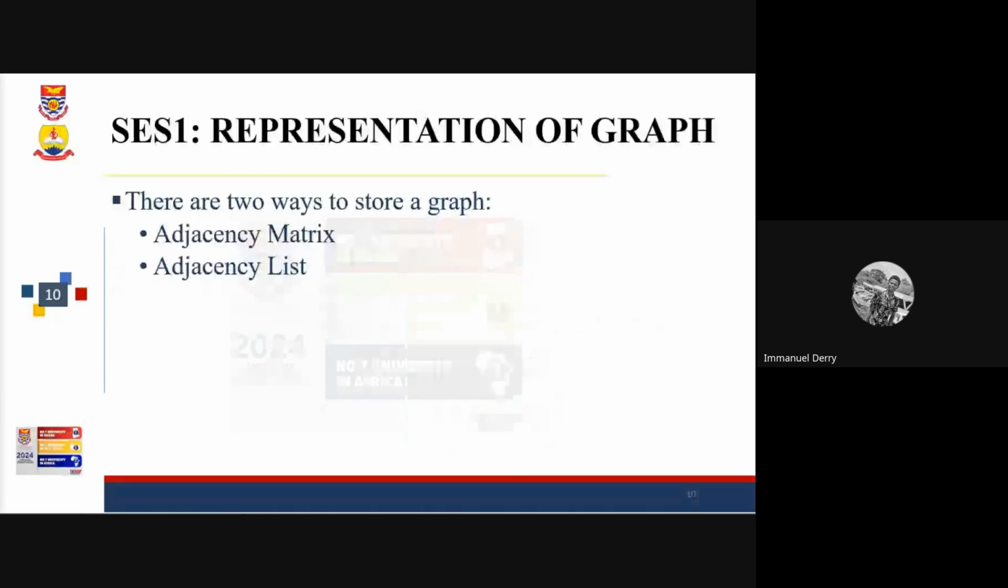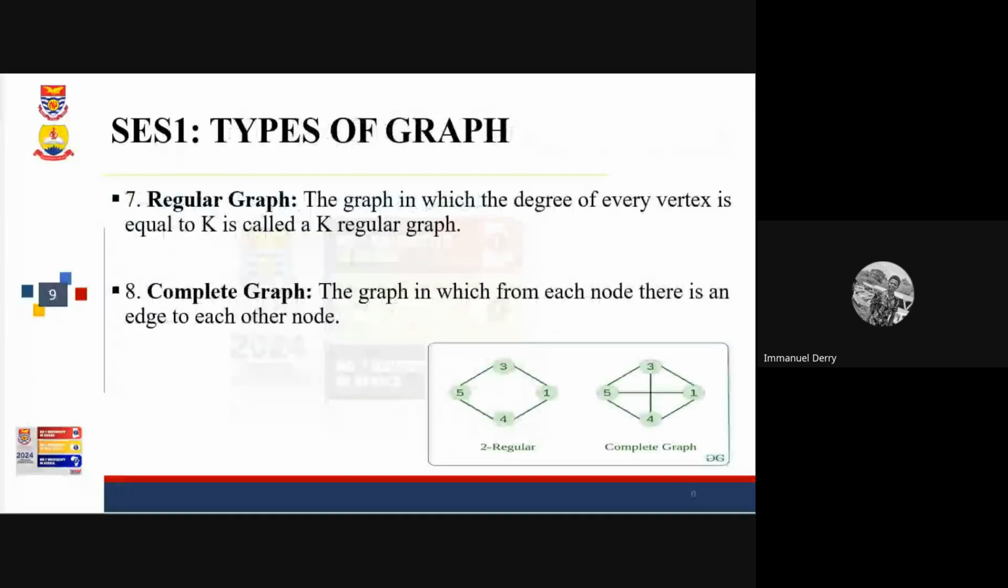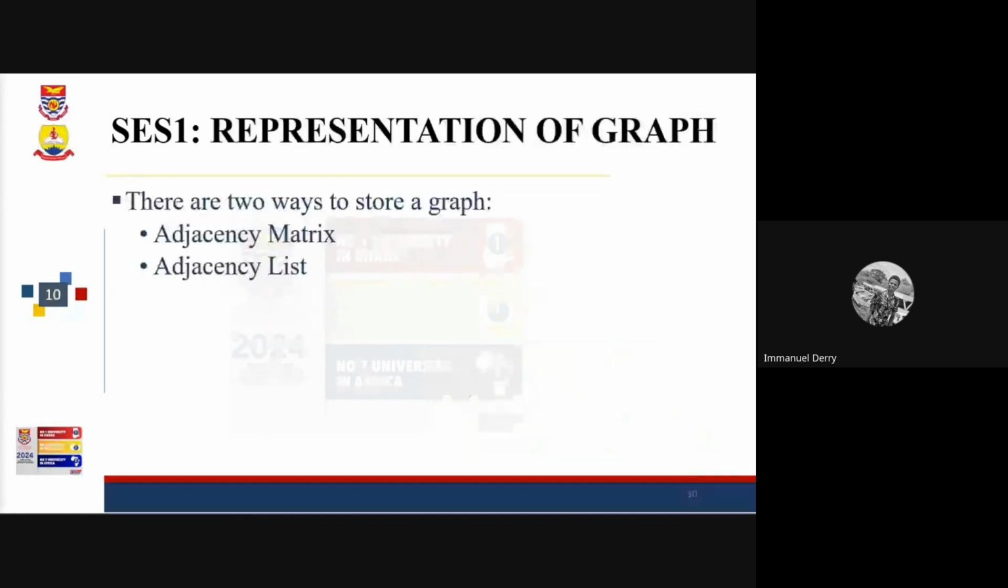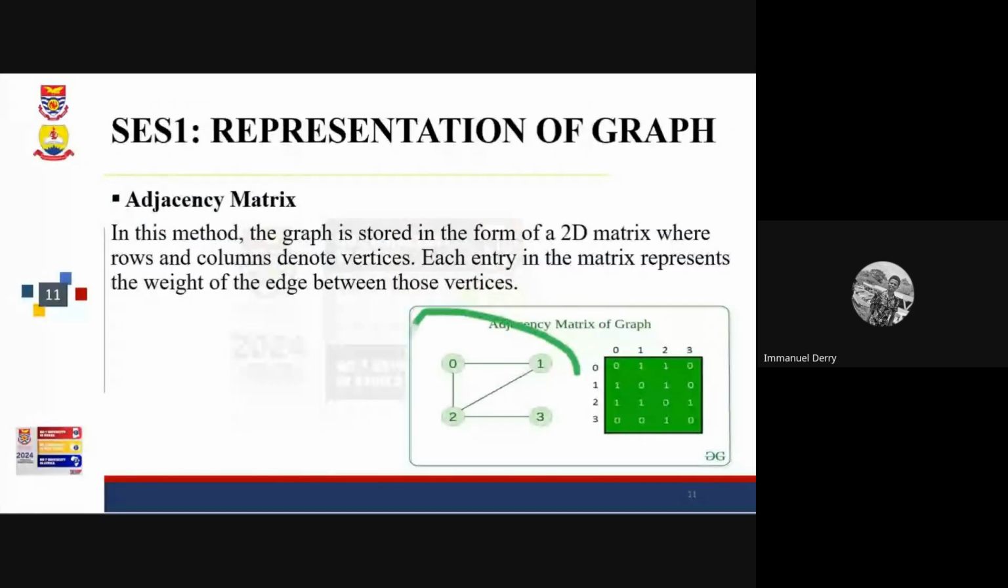Let me show you this one here. So this is a complete graph. When we stand at vertex 3, we can move directly to any of the vertices that we have. So from 3 we can go to 1, from 3 we can go to 4, from 3 we can go to 5. The same applies to 5. We can go to 4, we can go to 1, we can go to 3. So that makes this a complete graph. But if you look at this example here, that is not the situation here. So this is not a complete graph.